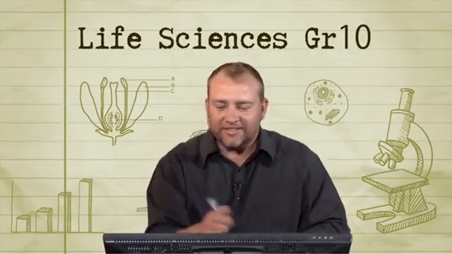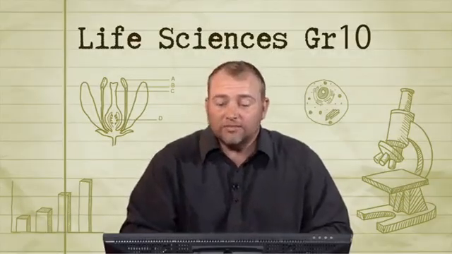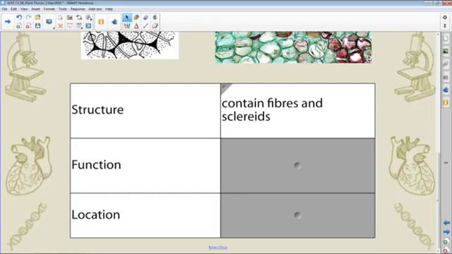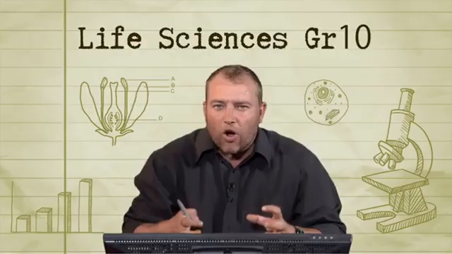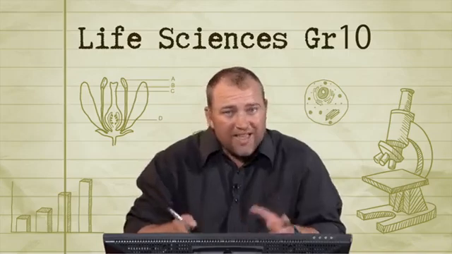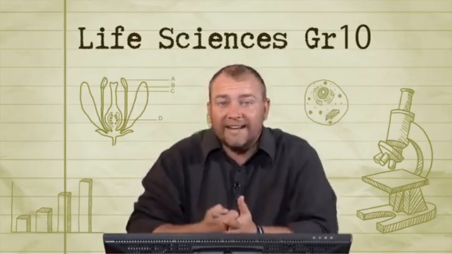Let's have a look how you did. First one, it's structure. Remember right in the beginning I told you it contains fibers and sclereids. Remember that is to make it nice and strong and hard. The walls are thickened because it's got that lignin inside it.